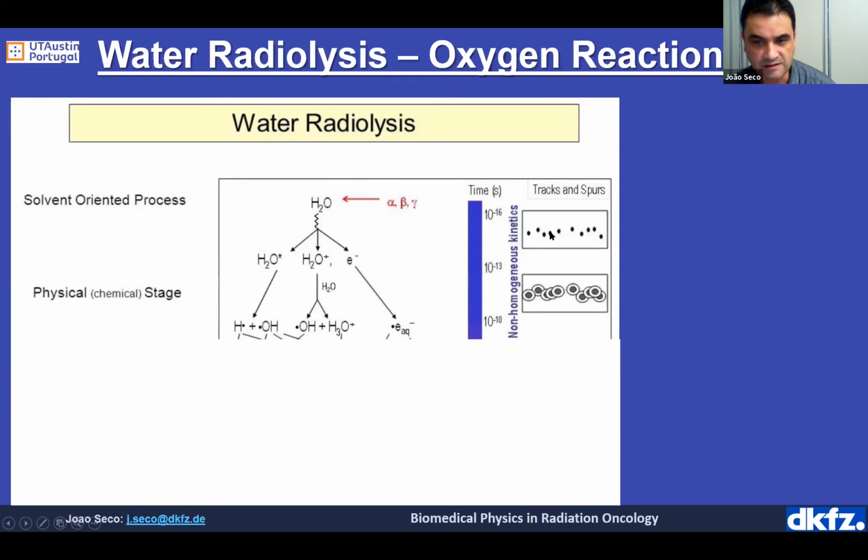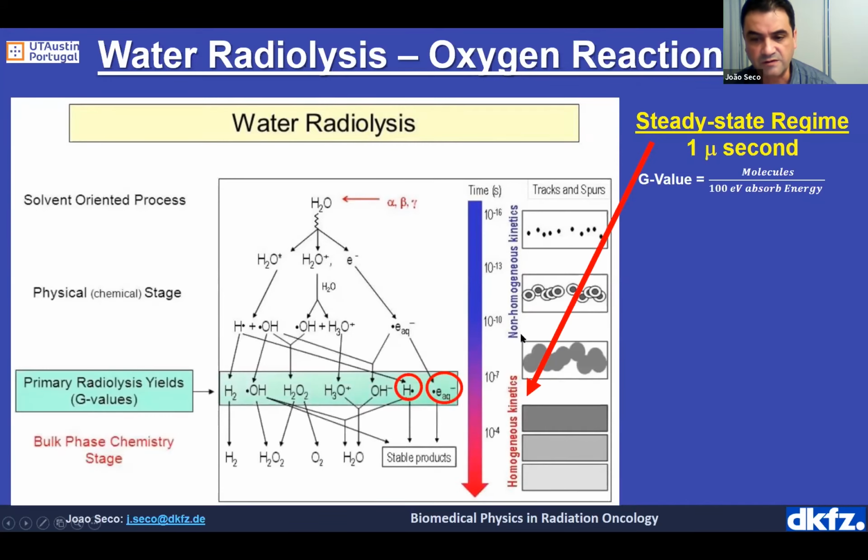So the water is ionized in these spurs, they start to diffuse, and of course, they start to interact with each other. So you have the so-called physical and chemical stage. The chemical stage is when they start to diffuse. And after a certain amount of time, the diffusion reaches the whole volume, and you reach what is called a steady state regime. And we define the so-called G value, or the amount of a certain radical present per a certain amount of energy. So the G value is defined at this point where you have the so-called steady state level around 1 microsecond, and you have the number of molecules divided by the amount of energy, 100 eV. And this G value can vary between 0.5 and 3.